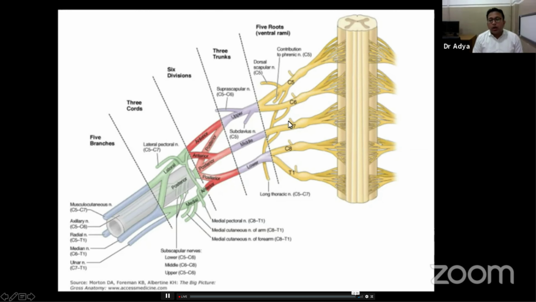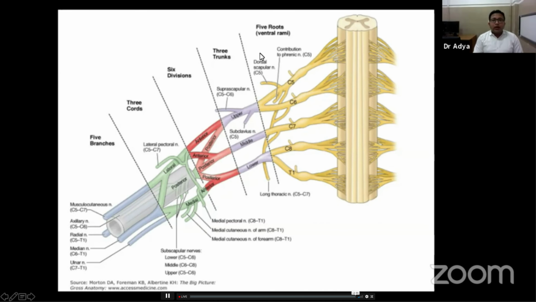This we should be aware of. Now, the C5 and C6 nerve roots join to form the upper trunk. Then the C7 continues as the middle trunk. Then C8 and T1, the roots of the brachial plexus, join to form the lower trunk.